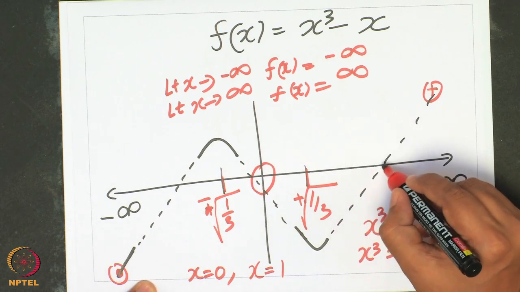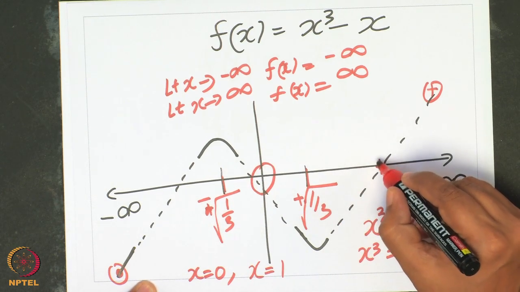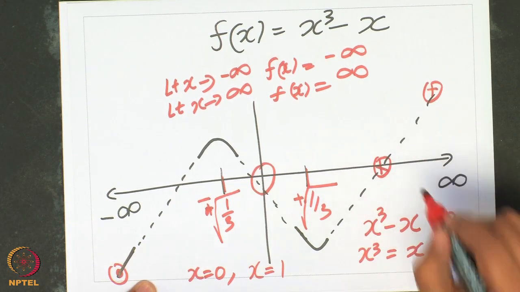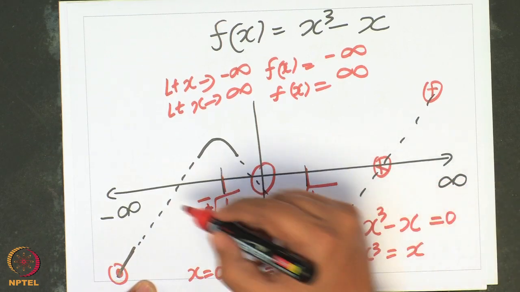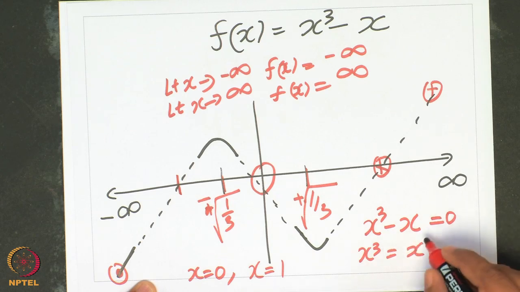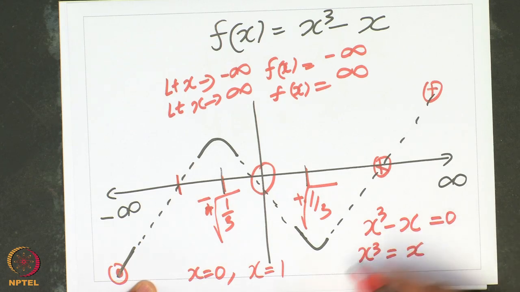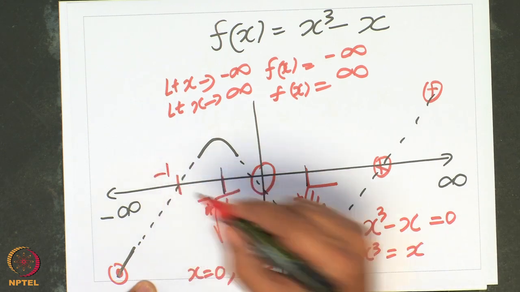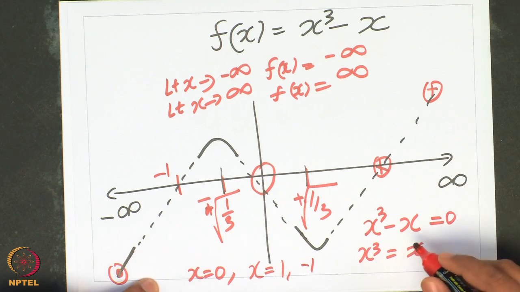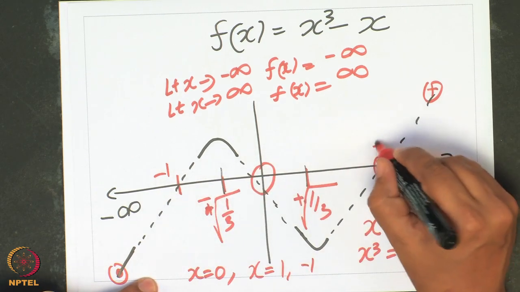Then it will hit at 1. So, this point is likely to be 1. And it has to hit one more place, because it will have 3 roots. So, one root is 0. The other roots are x square is equal to 1. So, x is equal to plus 1 and minus 1. This will be minus 1. So, if I cancel 1x, this will be x square is equal to 1, and this will have minus 1 and plus 1.